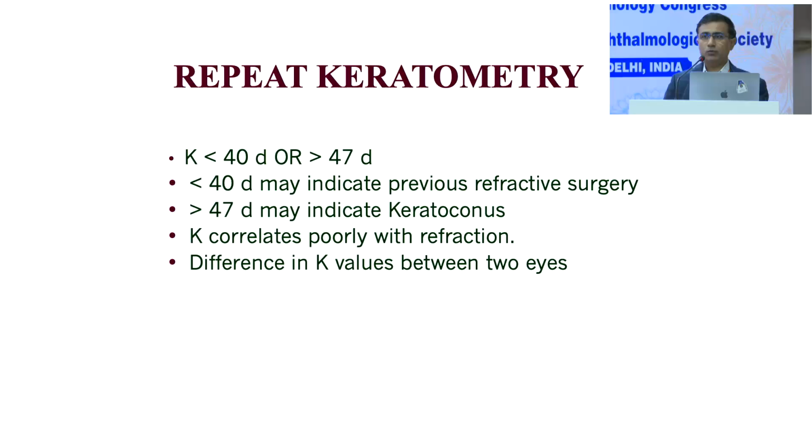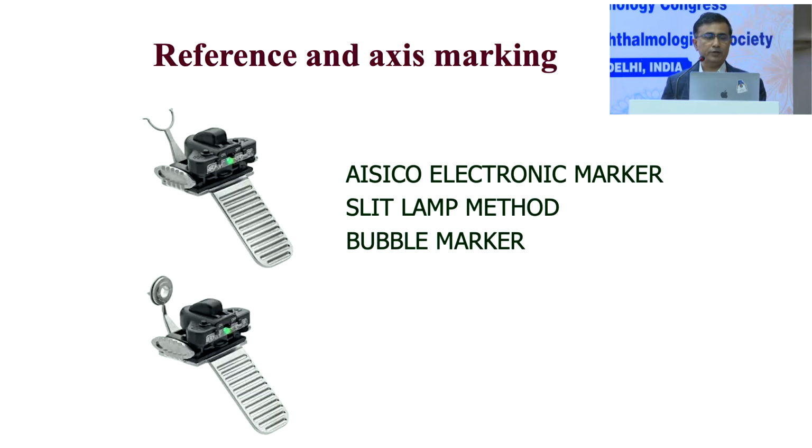If the keratometric reading calculated from your spectacle correction is not correlating with your optical biometer readings, you should again check with other methods. If you have a difference in keratometric value of 1 to 1.5 diopter between the 2 eyes, which is not correlating, you should repeat the keratometry readings.